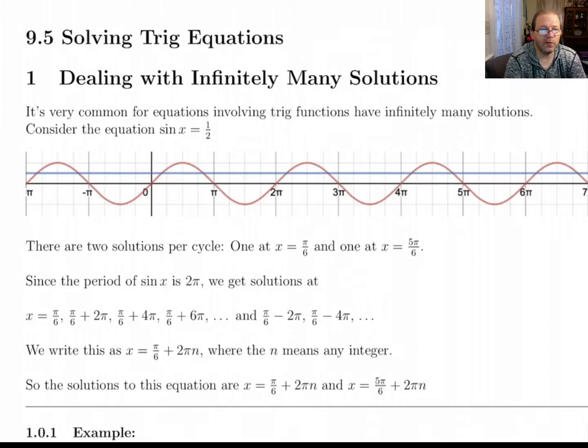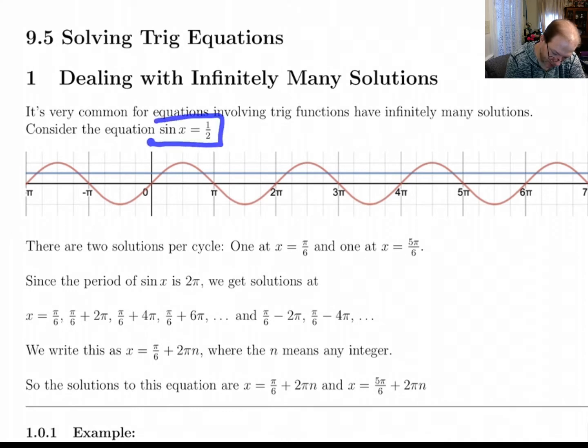All right, section 9.5 is about solving trig equations. And the first thing I want to do is talk a little bit about how to deal with an equation that has infinitely many solutions, because that's going to happen with a lot of the equations we solve here. Let's look at this first example.